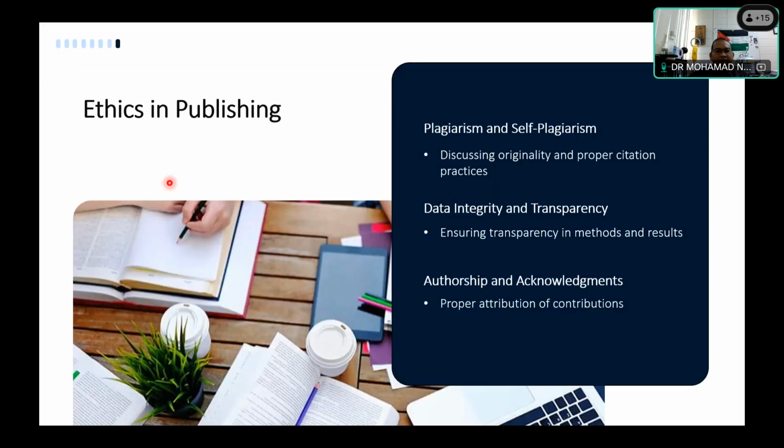Okay, so ethics in publishing. This is very important. It's not criminal if you are not ethical in publishing, so it's not okay, but it's a part of ethics as researchers. The first one is you have to try to avoid plagiarism and self-plagiarism. Okay, you have to discuss the originality of your project and provide citation of practice.